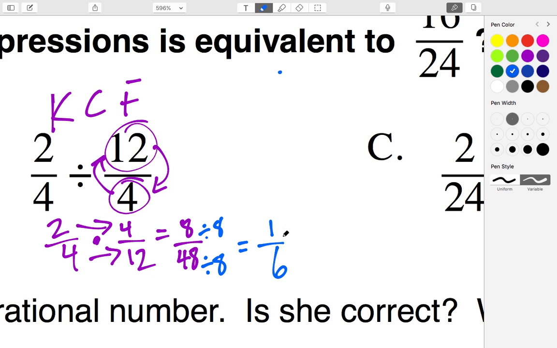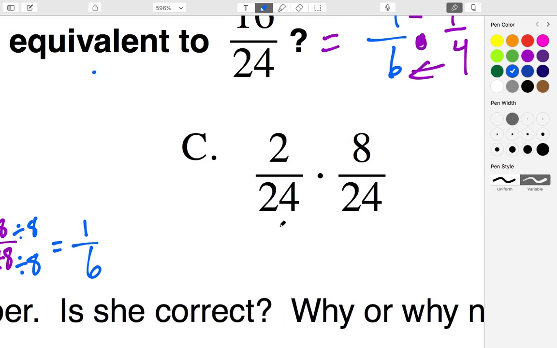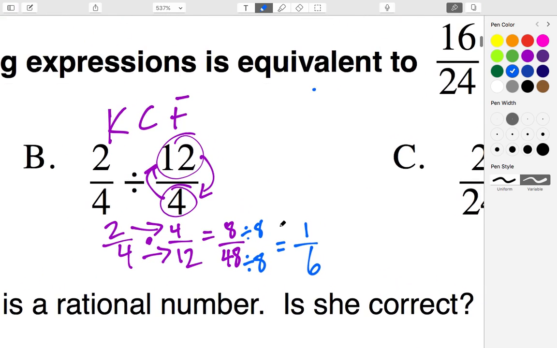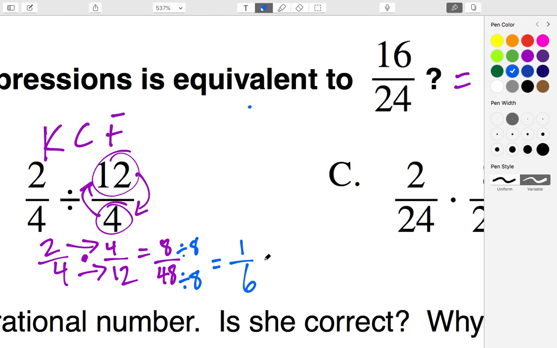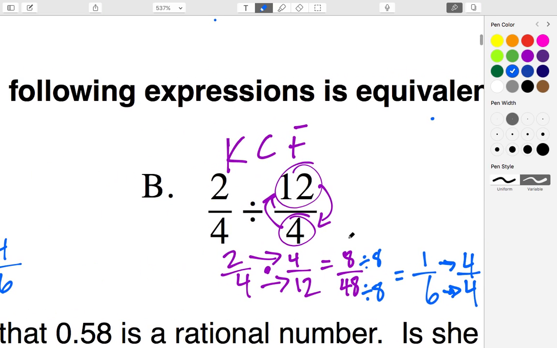Okay, so this is 1 over 6 here. Now 1 over 6, is there any way I can change this to 16 over 24 by multiplying top and bottom? Okay, well think of it this way. What do I multiply to get 24 on the bottom? 4. So I would have to multiply the top and bottom by 4. So if I multiply across, this would be 4 over 24. Did that give me the 16 over 24? No, so B can't be an answer.